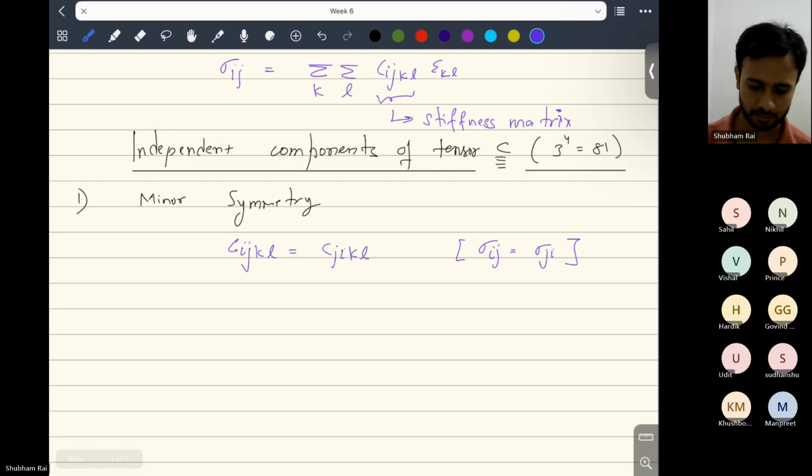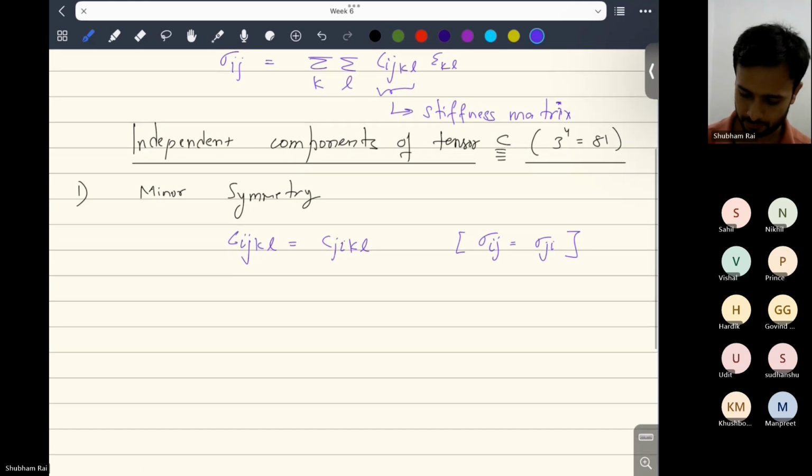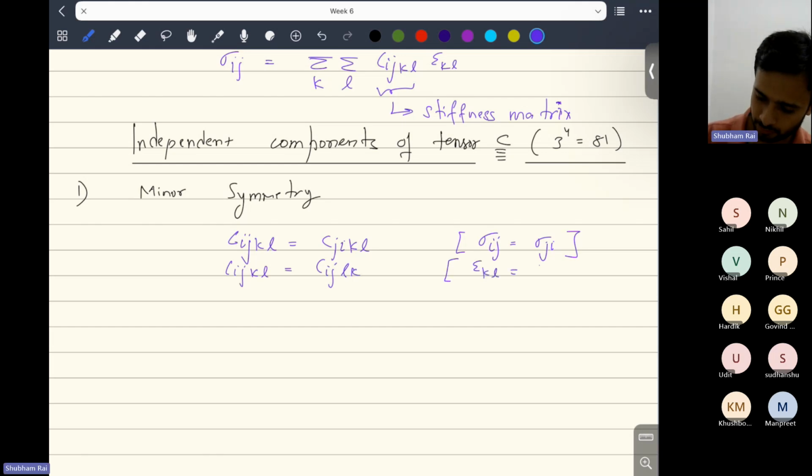For angular momentum balance, we had done this for deriving the symmetry of stress. And there is also symmetry in kl. So Cijkl is equal to Cijlk. This is because epsilon kl is equal to epsilon lk. The strain is symmetric.